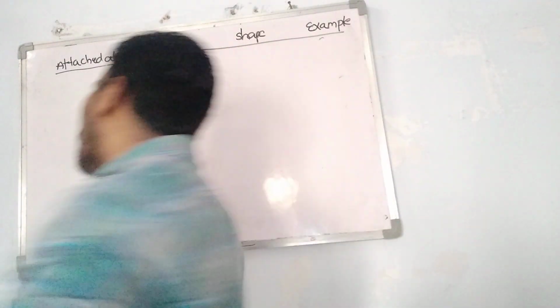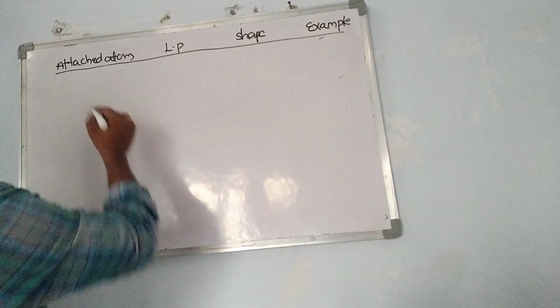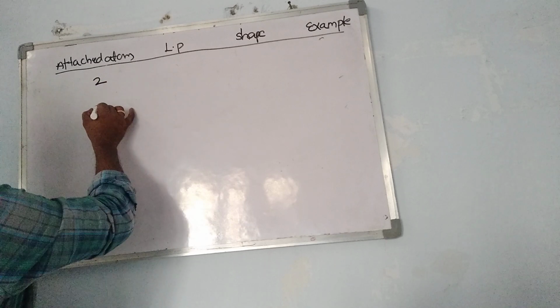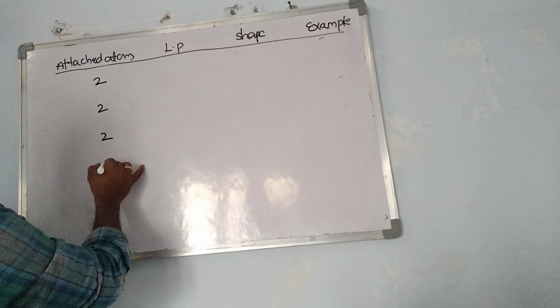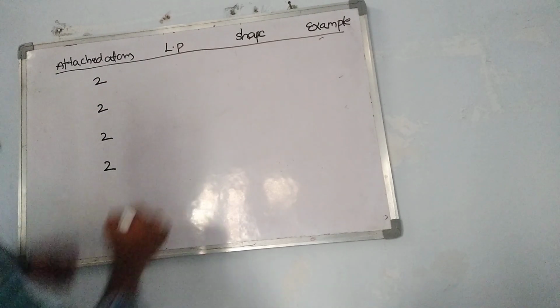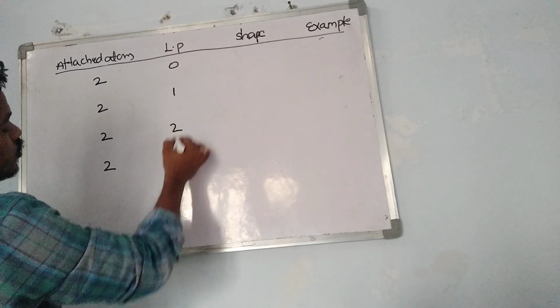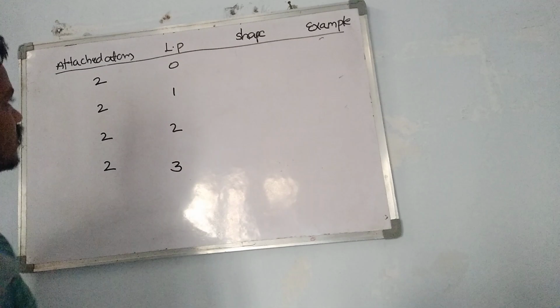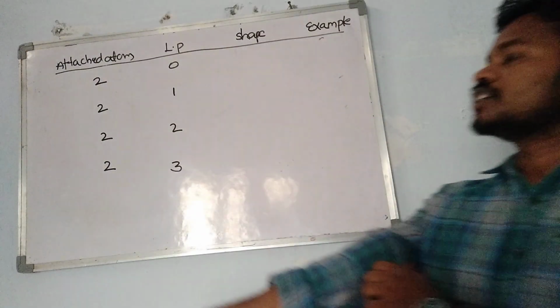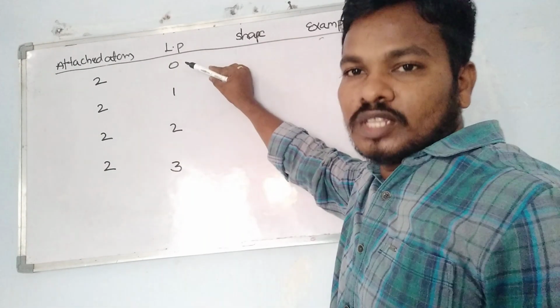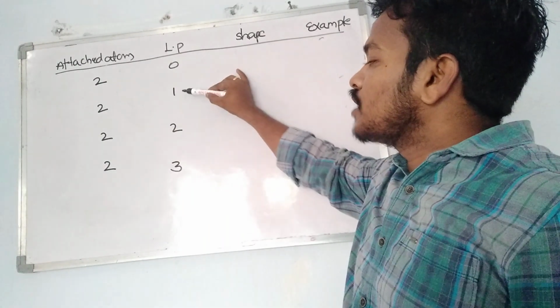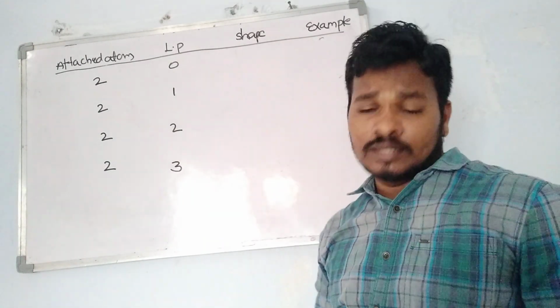What we have to do is just write like this. Attached atoms are two; repeat the two four times. That means the lone pair is 0, lone pair is 1, lone pair is 2, lone pair is 3, to make it four rows. So four times 2 repeats. Next, the lone pairs: how many lone pairs? Start with 0, lone pair 1, lone pair 2, lone pair 3.